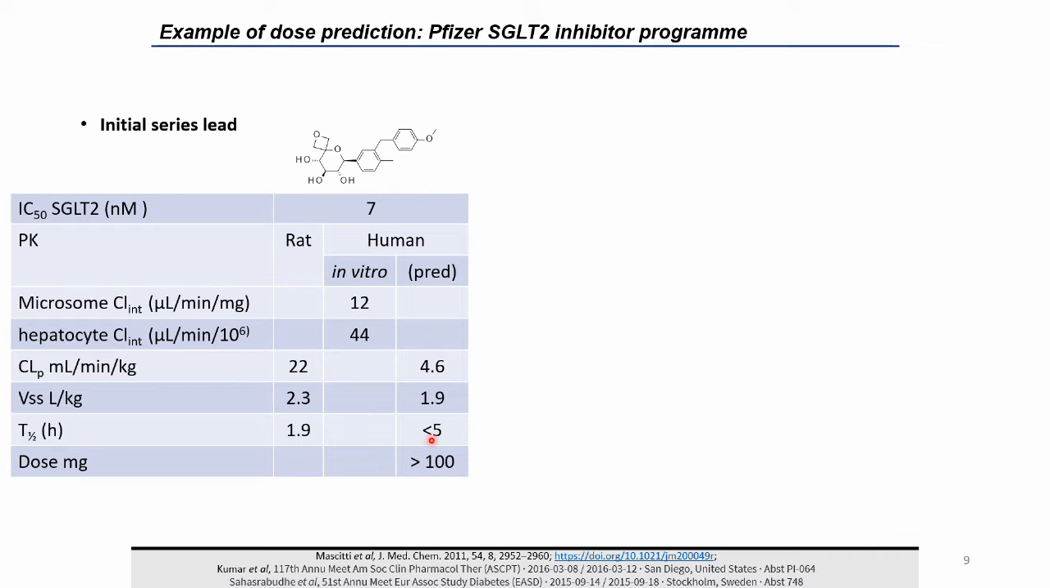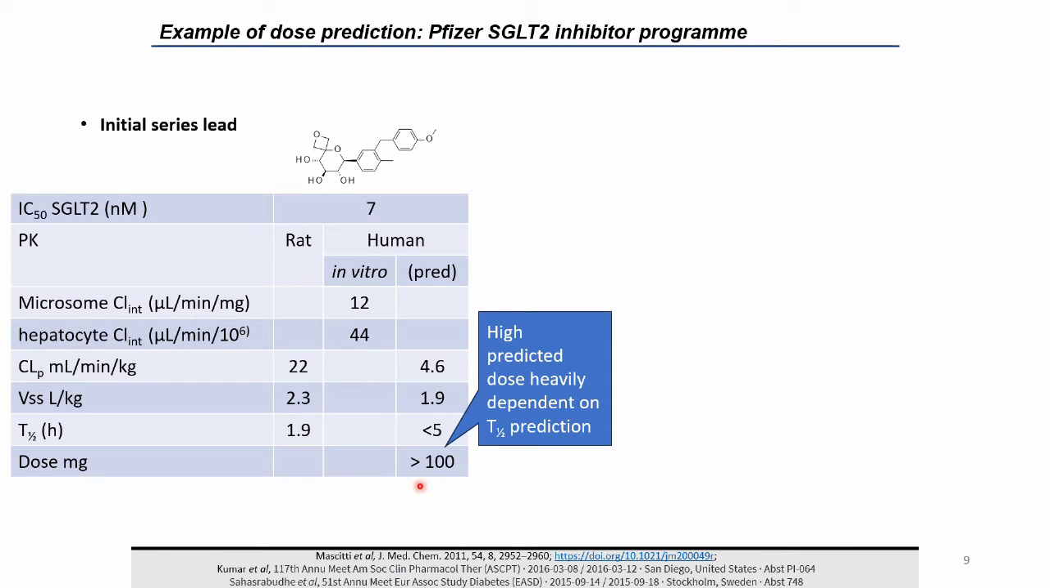less than 5 hours. Now these values are all ranges, they're not precise numbers, because there are errors in them. And the consequence was that the dose prediction was above 100 milligrams, and that was higher than they wanted. Worse than that, it was very heavily dependent upon this half-life prediction. If it came out at the lower end of the range of possible numbers, this dose would go up very considerably. A big part of the problem was that the hepatocyte clearance was very high, and that was due to phase 2 metabolism, so conjugation, I think, as a glucuronide.